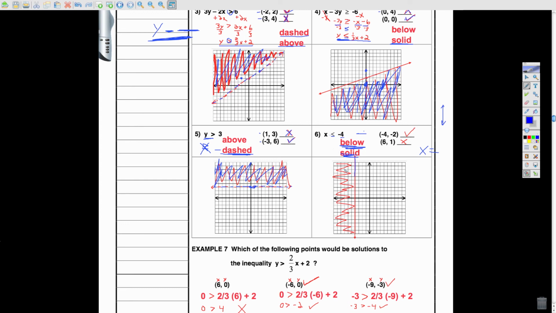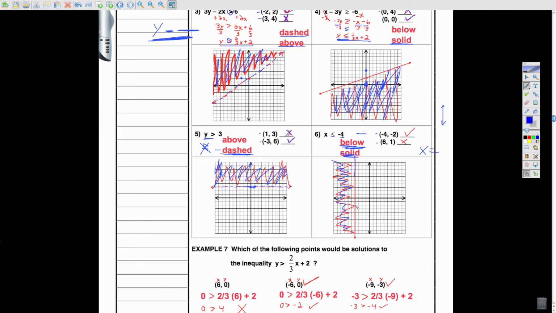X is less than, so we're going to shade below. Well, this is straight up and down. If x is less than negative 4, I'm going to shade over here to the left side. Oops, it kind of got out of hand. Let me back that up again. I'm going to shade over here to the left side.